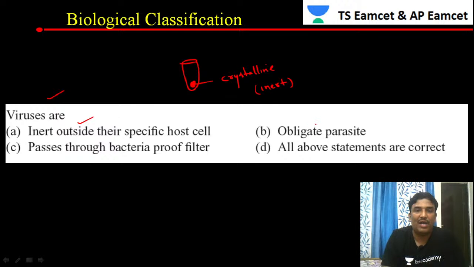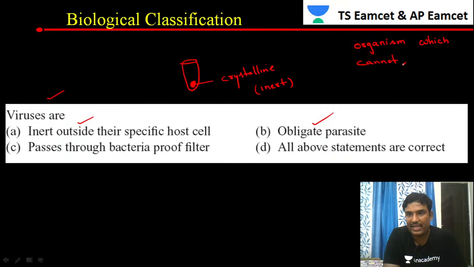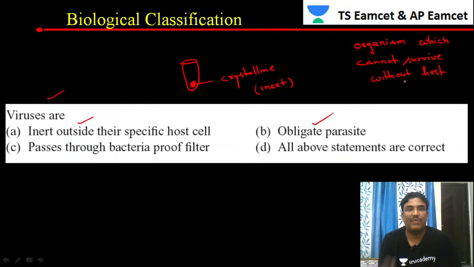And virus is also considered an obligate parasite. What is the meaning of this term? An obligate parasite means the organism which cannot survive without a host. Such type of organism is called an obligate parasite. So virus is, no doubt, an obligate parasite. It cannot survive without a host. That is the right answer. So statement B is also a right statement.